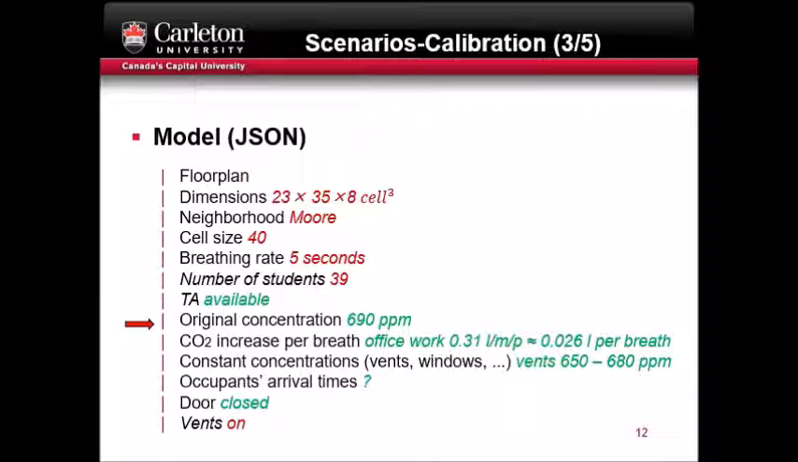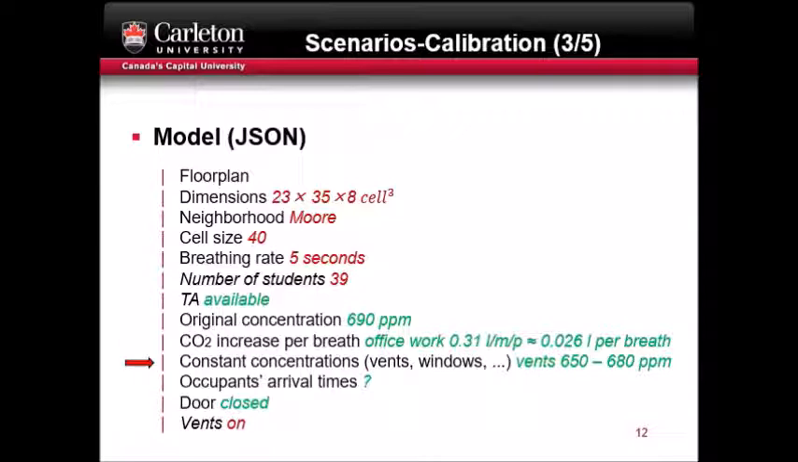And then we tried again several scenarios, and the original concentration before the arrival of the first occupant was best at 690 ppm. The CO2 concentration per breath, again, we knew that it was based on research. When we do office work, based on the literature, it's 0.31 liter per minute per person, which is 0.026 ppm per liter per breath. We experimented a bit with this to make sure that nothing affected it, and the normal office work rate was the rate that produced results similar to the real life data.